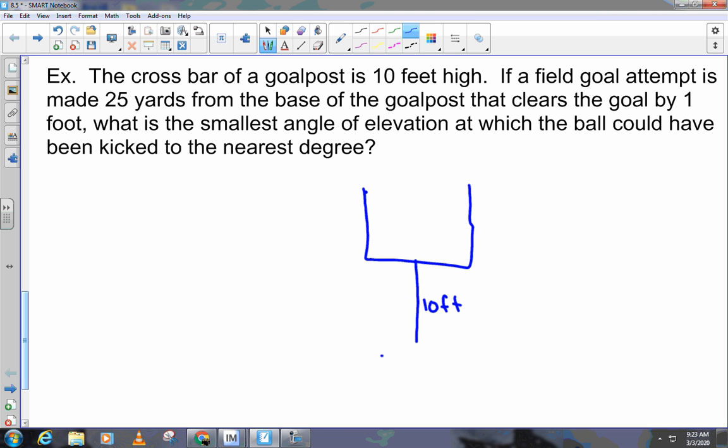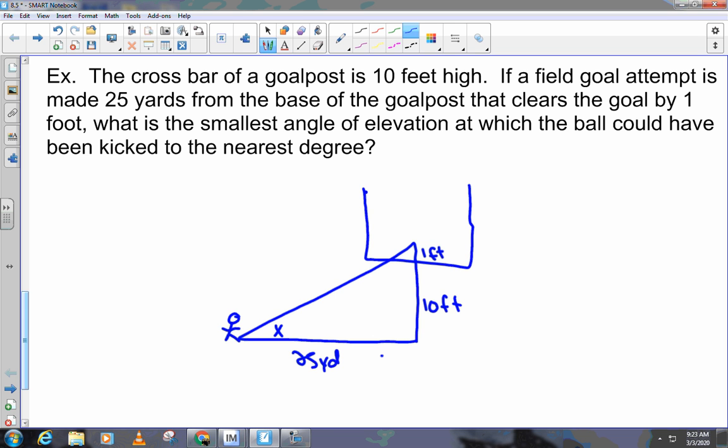It says if a field goal attempt is made 25 yards from the base of the goalpost. So you have your kicker, okay? He is 25 yards from the base of the goalpost. And he wants to clear by 1 foot. So he's going to kick the ball so it clears by 1 foot. What is the smallest angle of elevation at which the ball could have been kicked to the nearest degree? Okay? So what am I looking for here? An angle of elevation, which is going to be right here. You want to know at what angle they're going to kick that ball, all right?